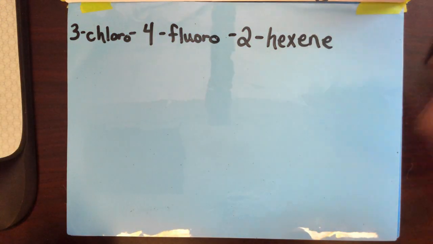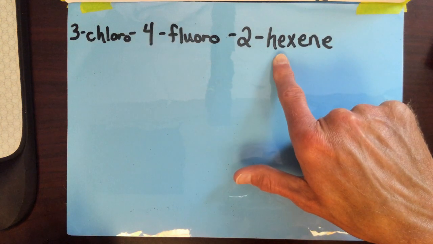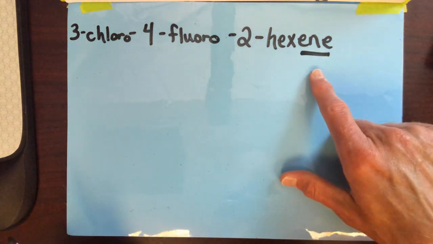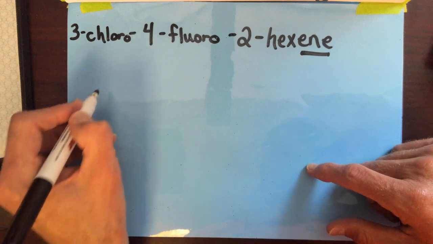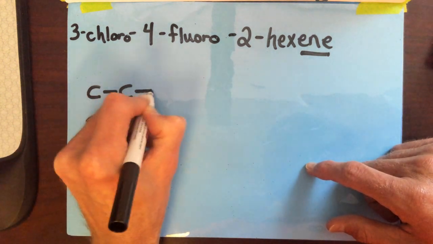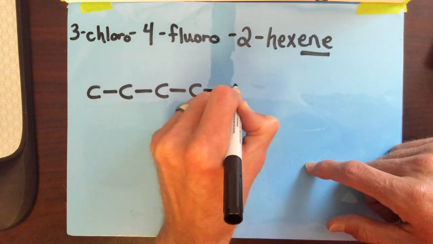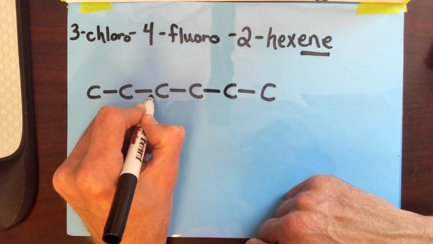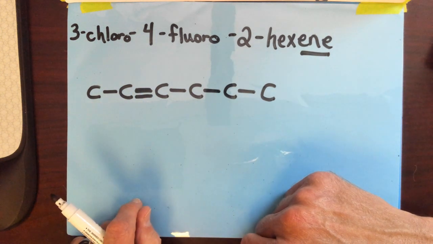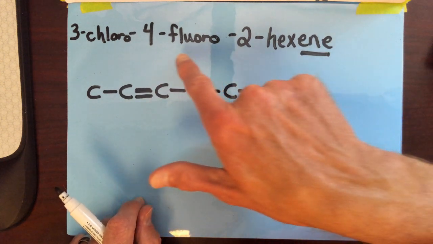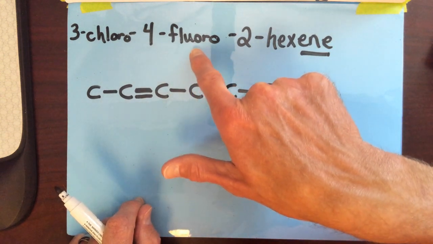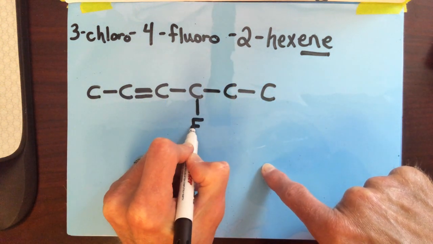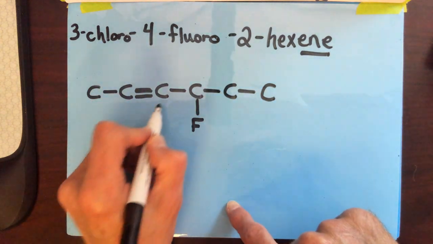Okay, and then we have hexene, and the number 2 is telling us where the double bond is. This is an alkene. So let's have 1, 2, 3, 4, 5, 6 carbons. Number 2 has a double bond. On number 4, we have a fluoro. So 1, 2, 3, 4. We have a fluoro here. Number 3, we have a chloro.